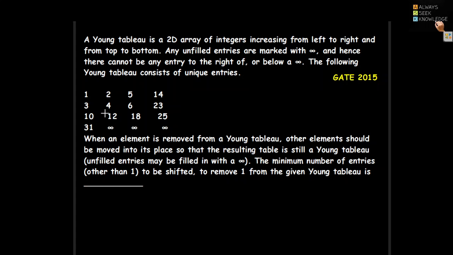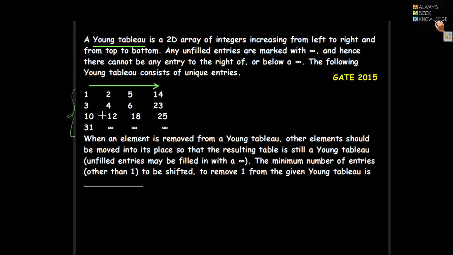Let's look at here. There is a tableau given. A young tableau name has been given. Like here it is mentioned, it is a 2D tableau. In this there are certain conditions. So they are saying arrays of integers are there. There are only integer numbers, as you can see. All are integers. And the numbers are increasing from left to right. Like in this direction the number is increasing. In this direction the number is increasing.